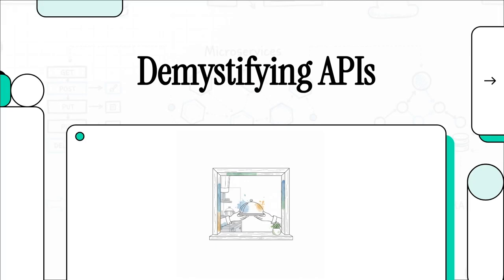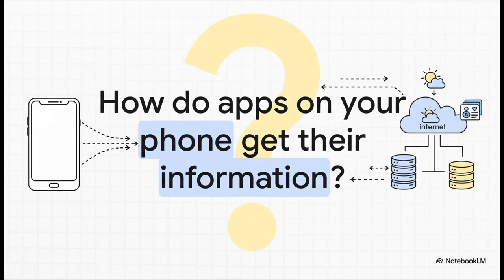All right, let's talk about something that's pretty much the backbone of every single app you use, the API. We're going to break down the three big ones you hear about all the time: REST, GraphQL, and gRPC. And we're going to use a really simple analogy that I promise will make it all click. Let's get into it.